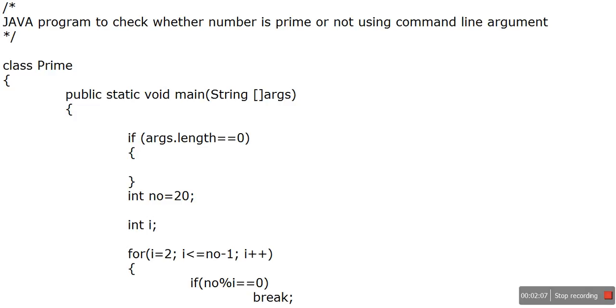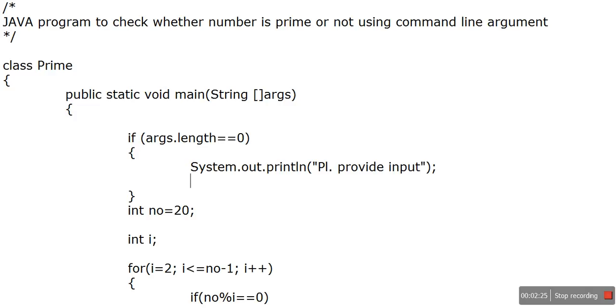Let me write System.out.println, please provide input. And immediately you stop execution. Stopping execution means this is your function main and you want to terminate the execution of main, so you should write return. To terminate any function, as you might have studied in C programming, you write the return statement. So execution will not go ahead.